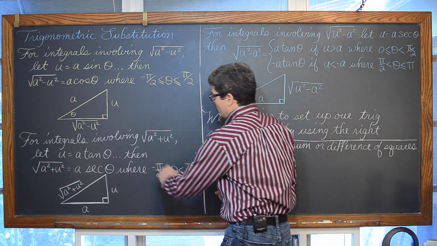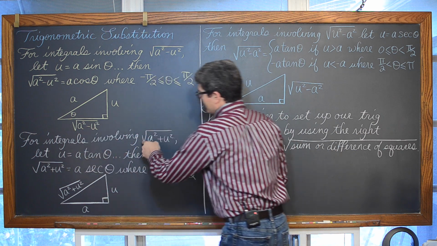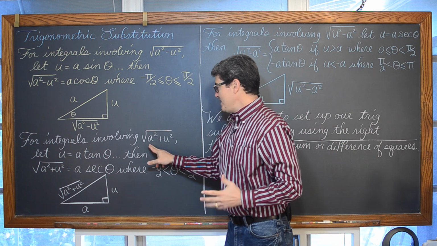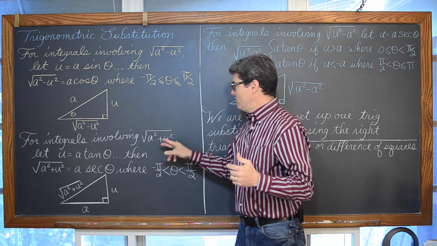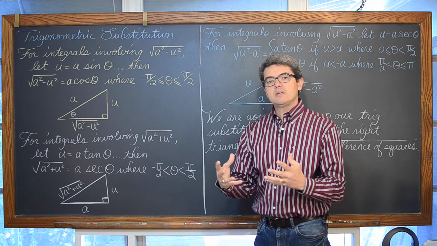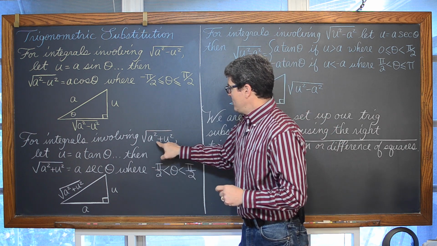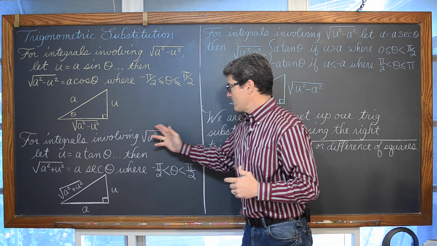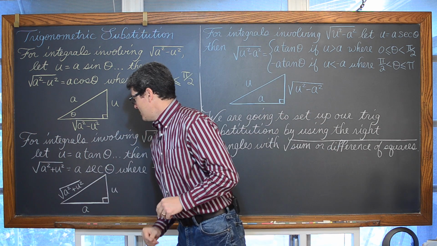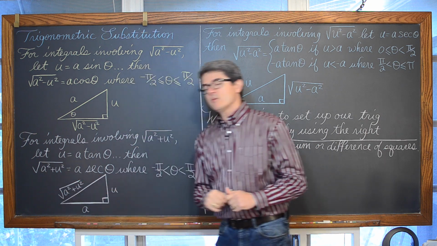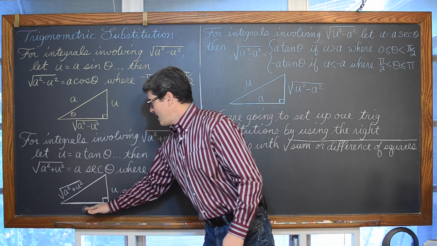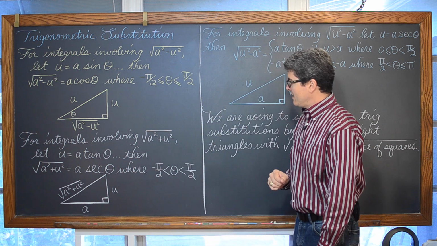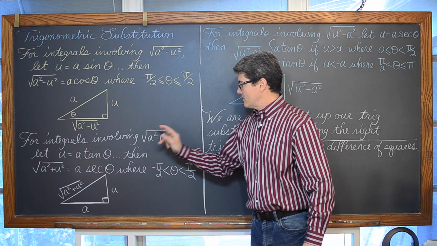Now we see that for integrals involving the square root of a squared plus u squared, we have basically what? A, u, and the square root symbol are supposed to be representing the sides of a right triangle. And so when you have two sides of a triangle squared and added together, and the square root of that expression, well, that's going to be the hypotenuse. So we have the hypotenuse being the square root of a squared plus u squared, and then a being one of those legs, and tangent, u being the measurement of the other leg.